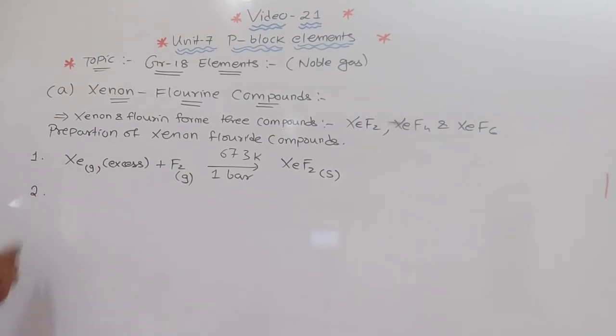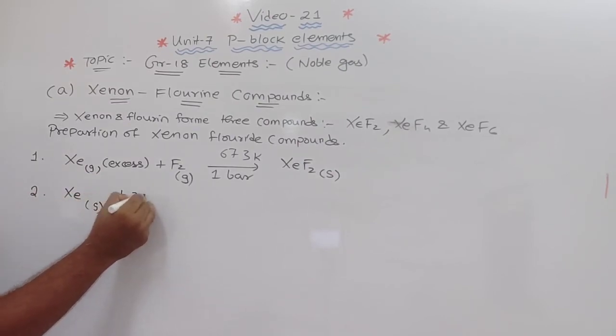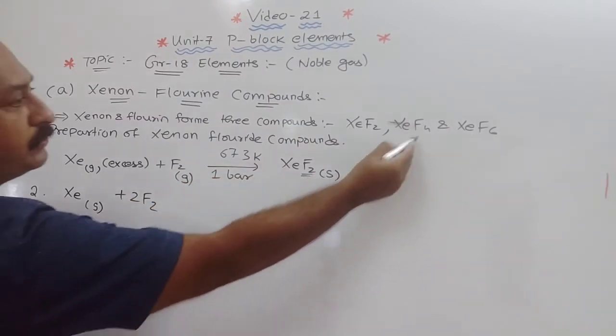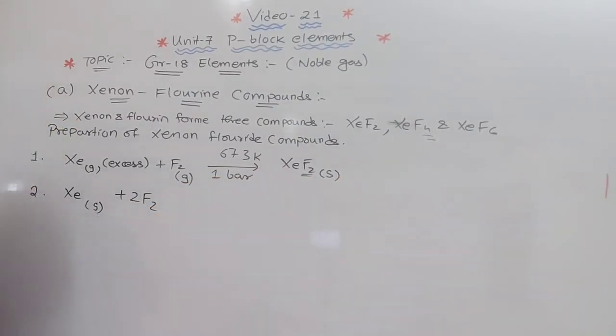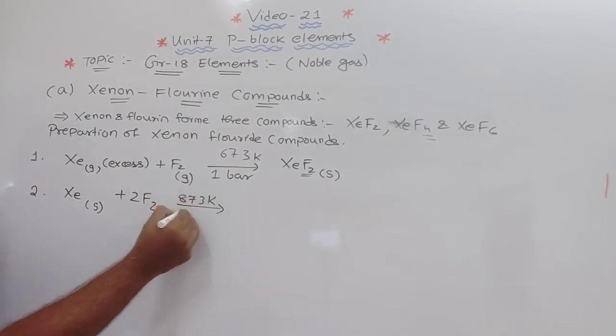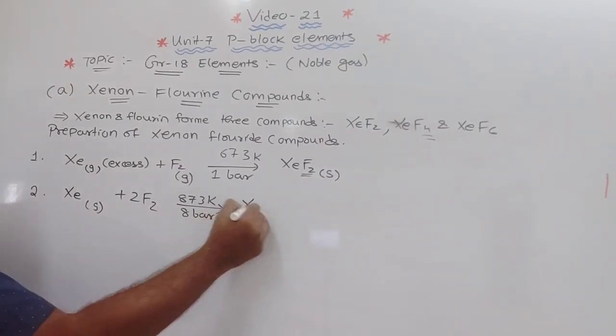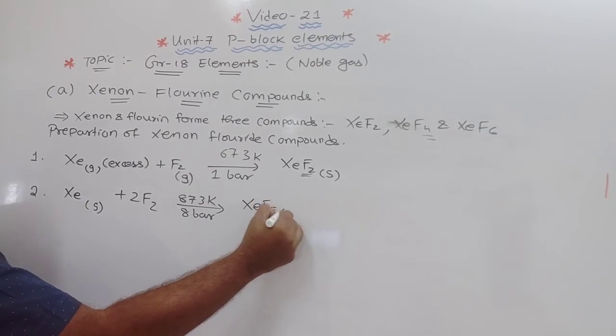Then another preparation, XeF4. Here xenon gas is not taken in excess; fluorine is taken in excess, because if you see, it is F2 here and F4 in the product. So when you take Xe plus 2F2 in presence of 873 Kelvin and 8 bar pressure, which is a higher pressure, you will get XeF4 as a solid.